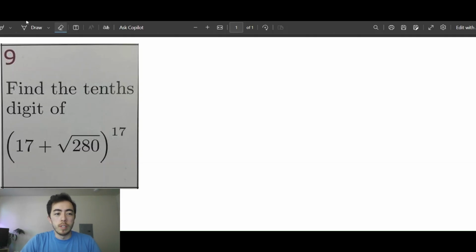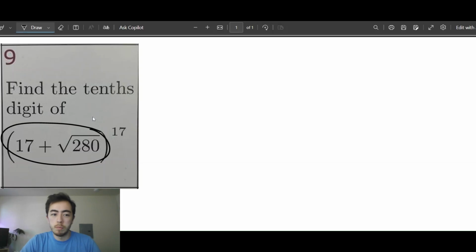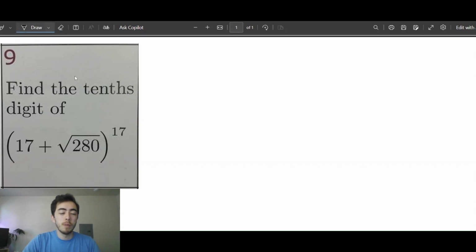So this number seems to be really big. Like this seems to be like a two-digit number, and then raising that to the 17th power will be a fairly large one. So hopefully I won't actually need to figure out what the number is exactly. There hopefully is going to be a good strategy to just target that 10th digit or the 10th place.